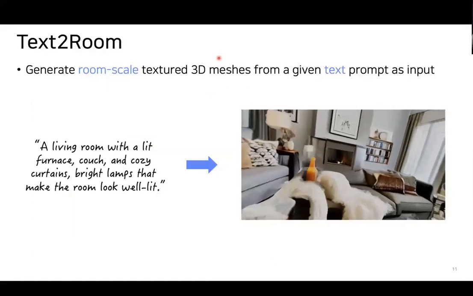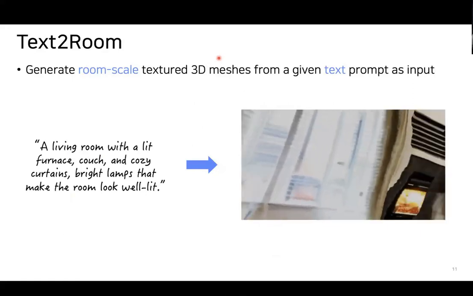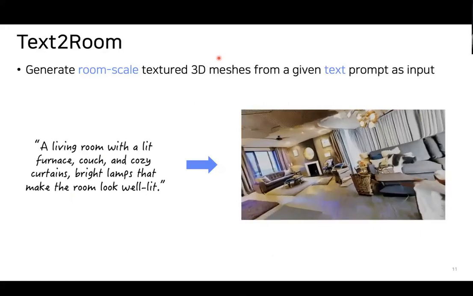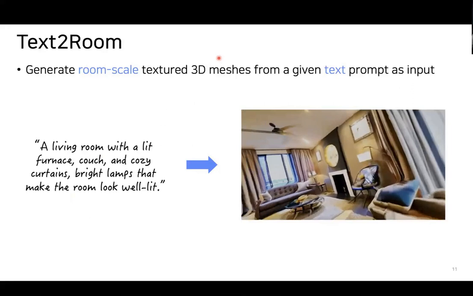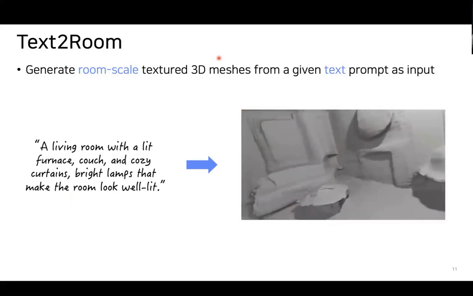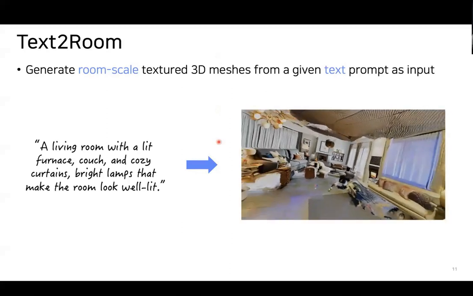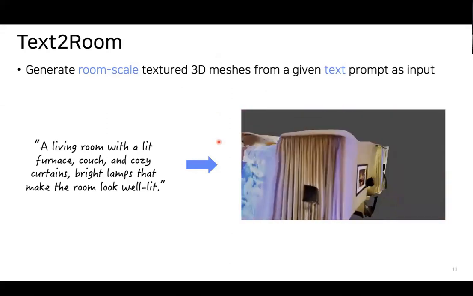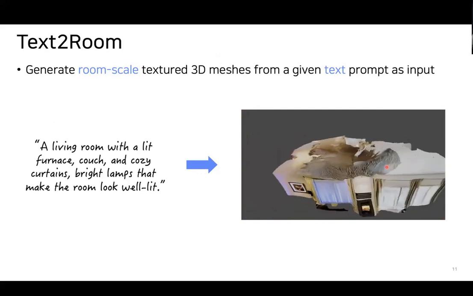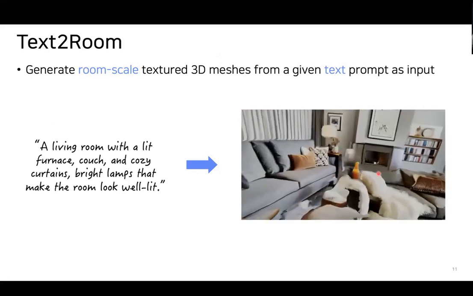So Text2Room proposes a method to address the previous challenges, which generates room-scale textured 3D meshes solely based on text prompt input. What's impressive is its ability to generate complete 3D rooms, including the ceiling and floor.